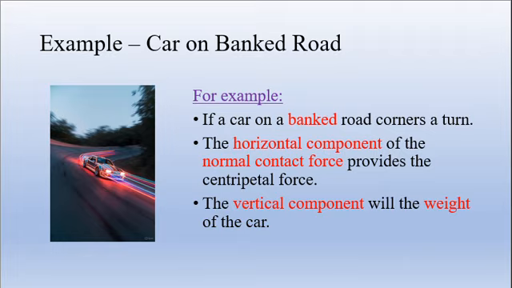So for example, a car turns a corner along a banked road. Here, the normal contact force can be divided into two parts. The horizontal component of the normal contact force acts as the centripetal force, whereas the vertical component of the normal contact force balances the weight of the car, which also acts as a vertical component of the forces acting on the car.